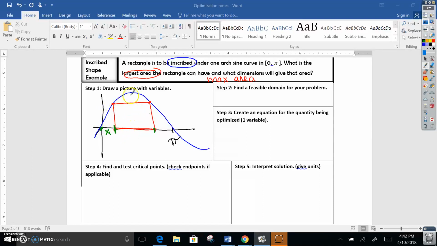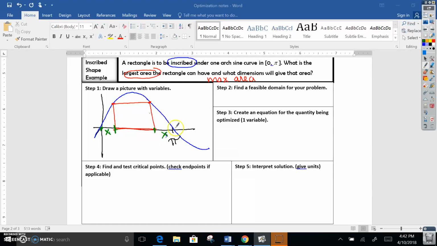Now, because this is all symmetrical, the sine curve is symmetrical, the rectangle is symmetrical, this space and this space over here are the same. So whatever X is, let's say it was 2, this would also be 2. So for now, we're going to call this side X as well.